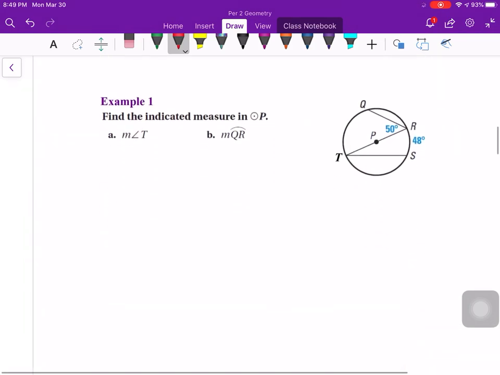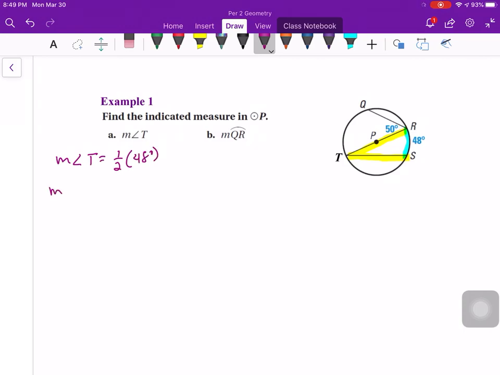Let's take a look at a few example problems of inscribed angles. So here we have angle T. Angle T would be this angle right here. And the arc that's associated with it, the intercepted arc, would be 48. So we know the measure of angle T will be equal to half of 48 degrees. So the measure of angle T will be equal to 24 degrees.